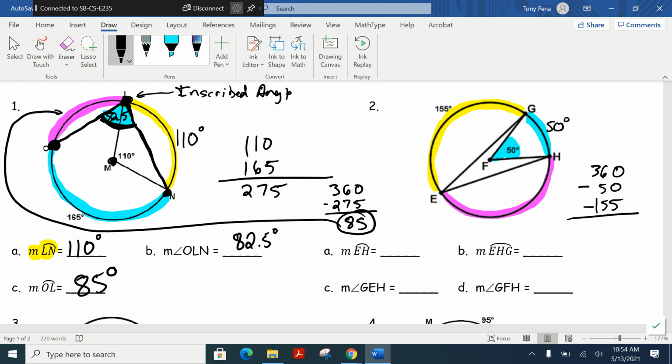All right, what'd you get, 155? Yeah, and then that should be 155 degrees. And now we know this is 155. So again, full circle, 360 degrees total. Next one, easy. So answer letter B.